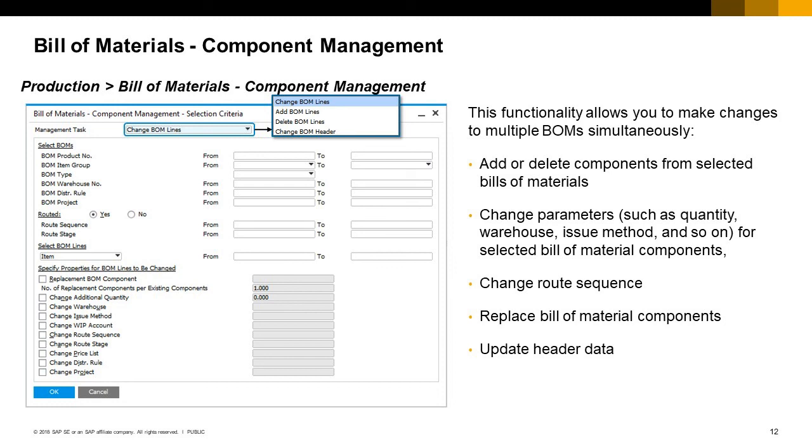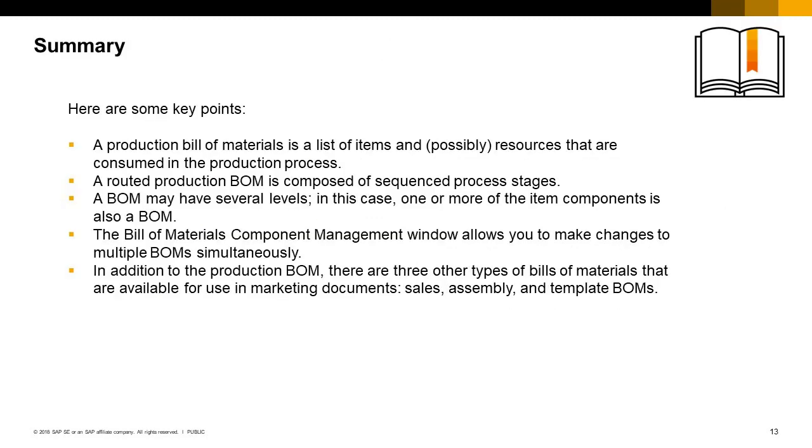Once you choose the relevant management task in the drop-down list, the fields to edit and type of possible changes are adjusted according to the selected action. A production bill of materials is a list of items and, possibly, resources that are consumed in the production process. A routed production BOM is composed of sequenced stages, where each stage has a header and components that have the same route sequence number. A BOM may have several levels, in this case one or more of the item components is also a BOM. The Bill of Materials Component Management window allows you to make changes to multiple BOMs simultaneously.